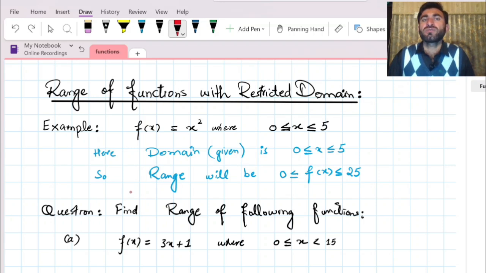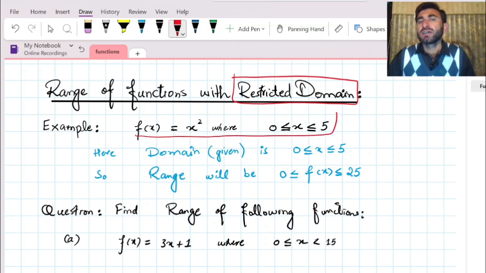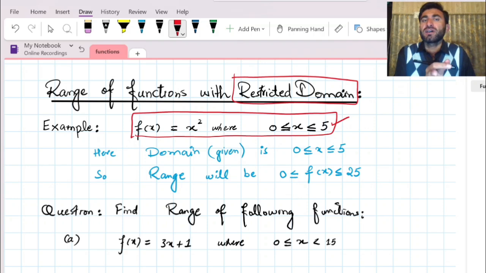Now let's talk about the functions with restricted domains. We can see some functions where the domain is restricted. For example, the function is given as f of x equals x square, where 0 less than or equal to x less than or equal to 5. This is known as the restricted domain. All right, so that will be the domain of the function. So as the domain is restricted, the range will also change with this function.